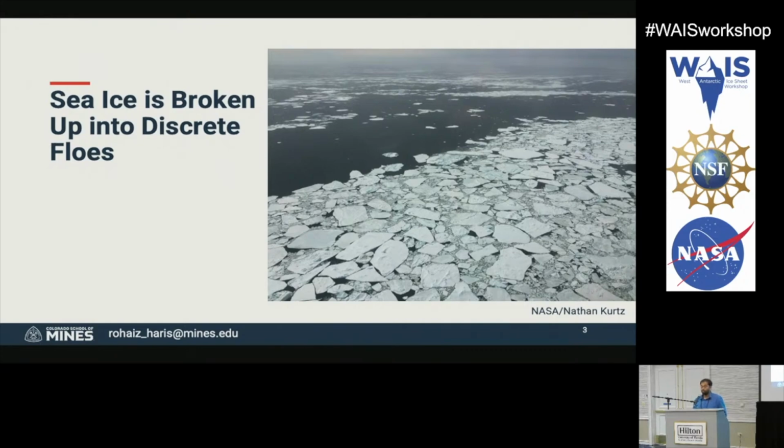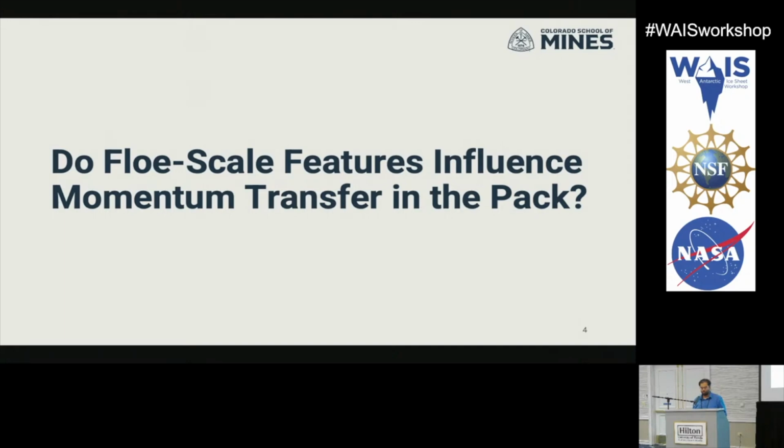Sea ice tends to be broken up into discrete floes. We think it's important to be able to represent the discrete nature of sea ice in order to capture these floe-floe interactions. And so we try to see if floe scale features influence momentum transfer in the pack using a more realistic representation of sea ice.